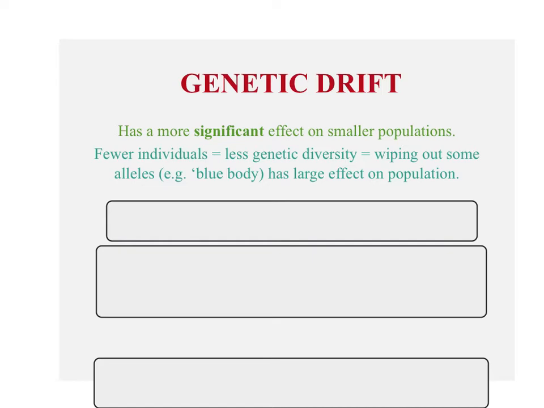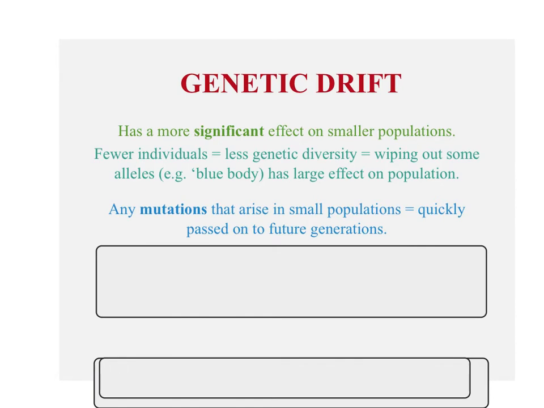And we saw there that where we wiped out 4 out of 5 of the blue body ones, in the next generation, there were now 10 red and only 2 blue. And that's going to have a really significant effect on the gene pool of that population as a whole.